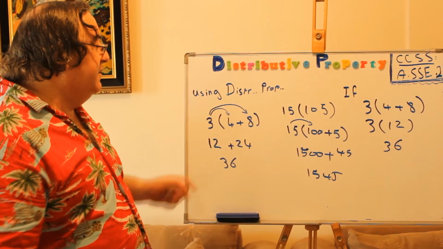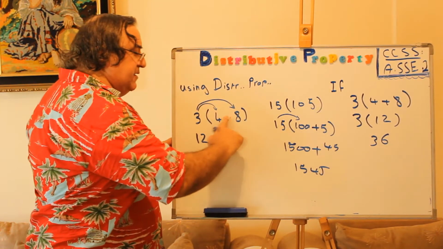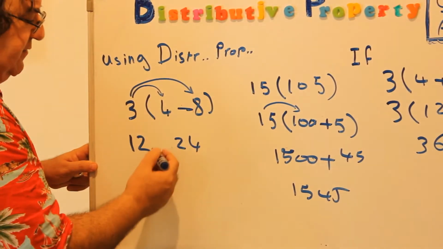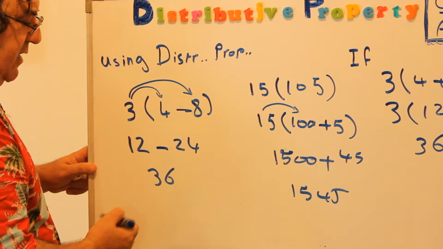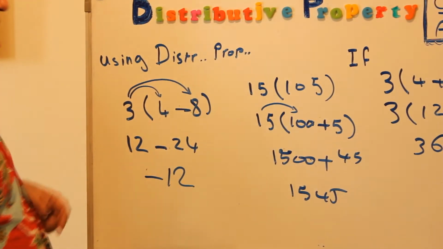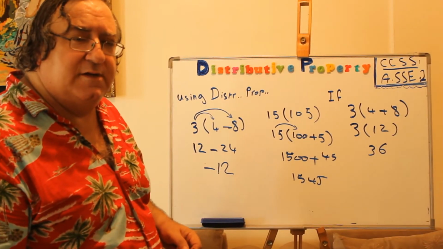The distributive property is used with adding and subtracting. If this is negative, then 3 times negative 8 is negative 24. This is the major thing of the distributive property. We'll have one example and we'll go through it and finish the lesson. Thank you very much.